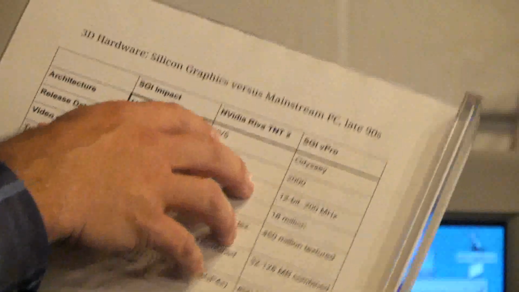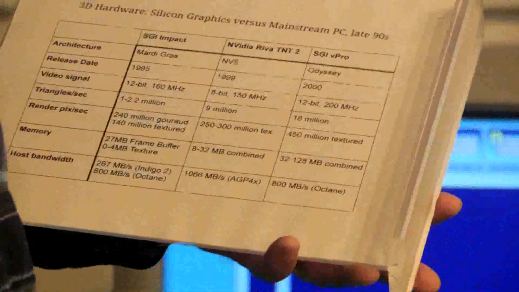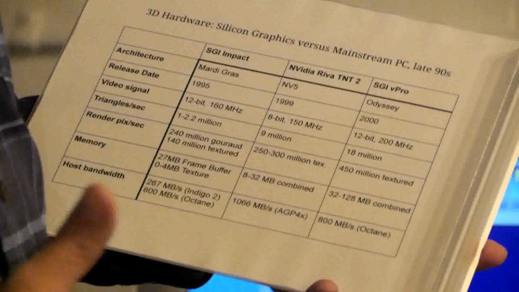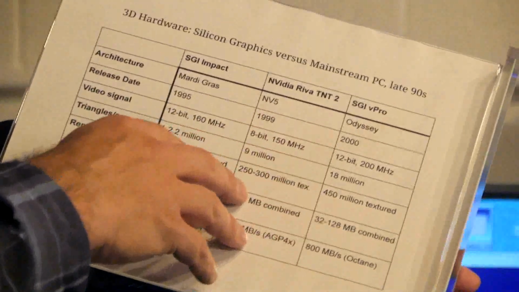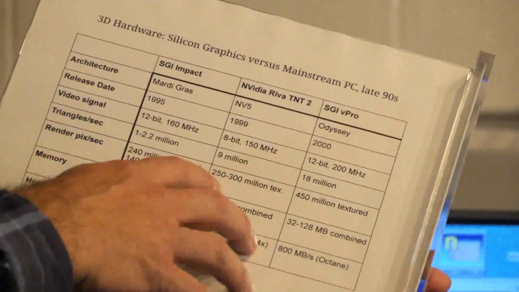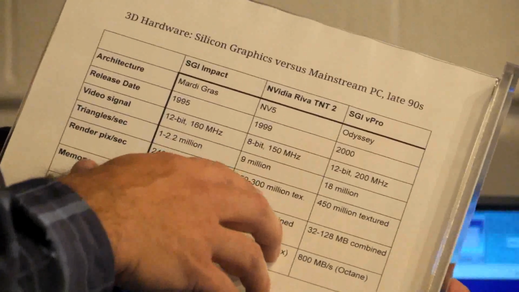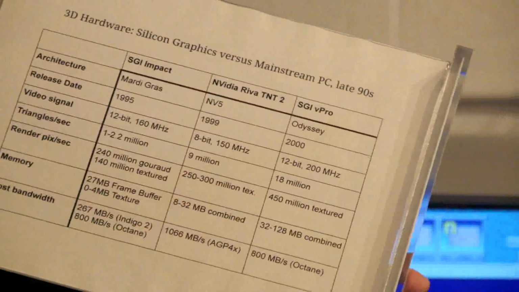Now compare that to the Riva TNT2. One of the first graphics cards that I bought in the PC world was a Riva TNT2. That was their 5th generation chip, the NV5. It came out 4 years later, in 1999. It could do 9 million triangles per second in terms of geometry, and it could do 250 to 300 million textured pixels per second. So that was state of the art then.